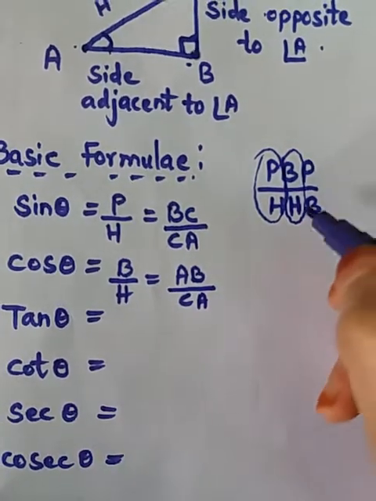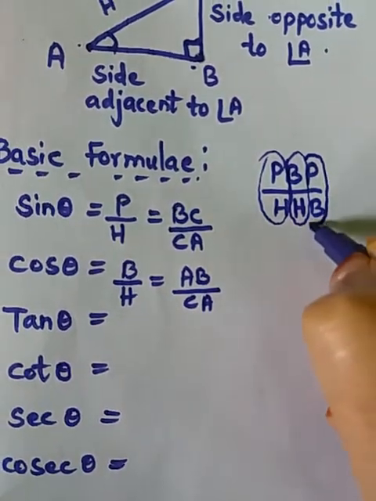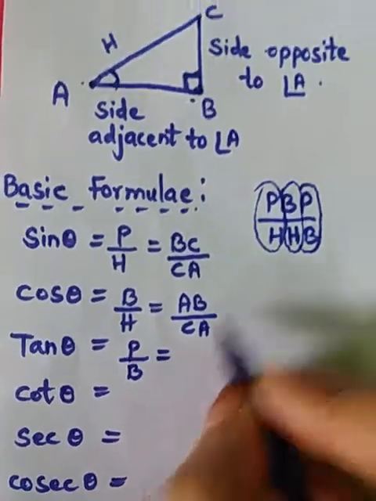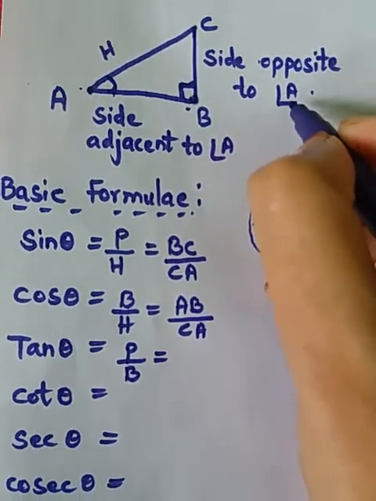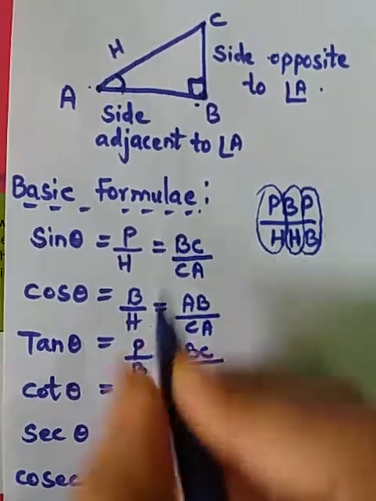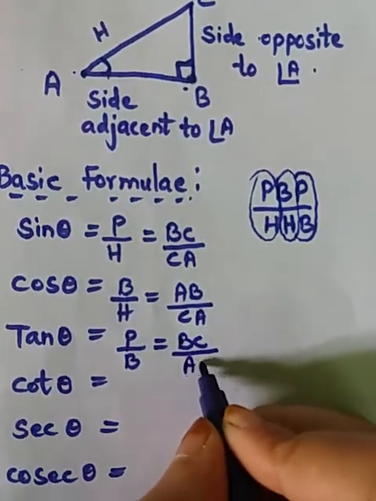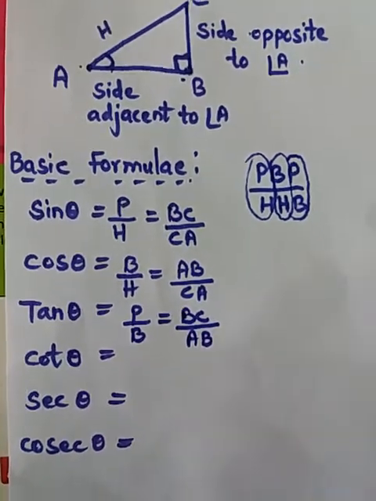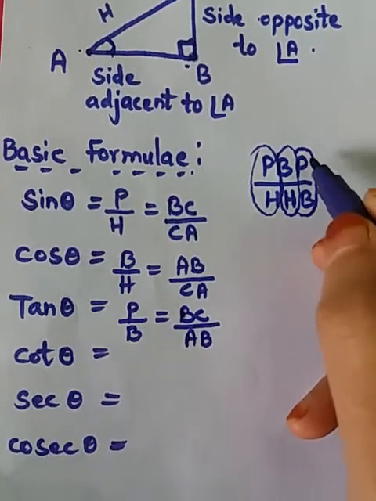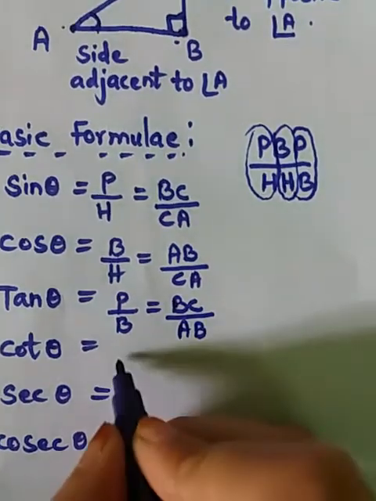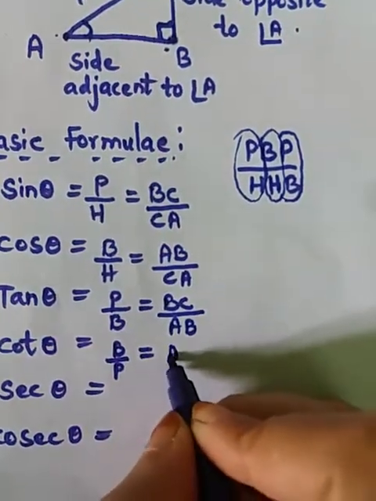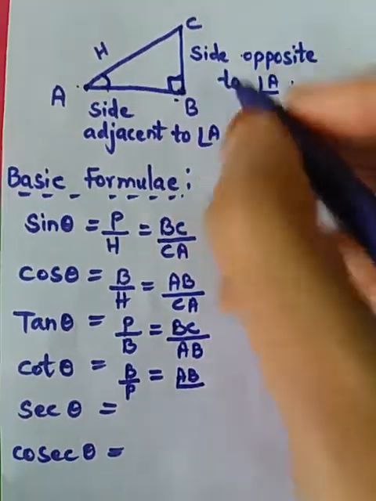Now let's go for tan theta. Here tan theta formula is P upon B, which is perpendicular upon base. Here perpendicular is the side opposite to the angle A, nothing but BC, upon, what is the base here? It's nothing but AB. Well, that's so simple. Now for cot theta, what you have to do? You have to just reverse this. Reverse. B upon P. Your base is AB and perpendicular is nothing but BC.